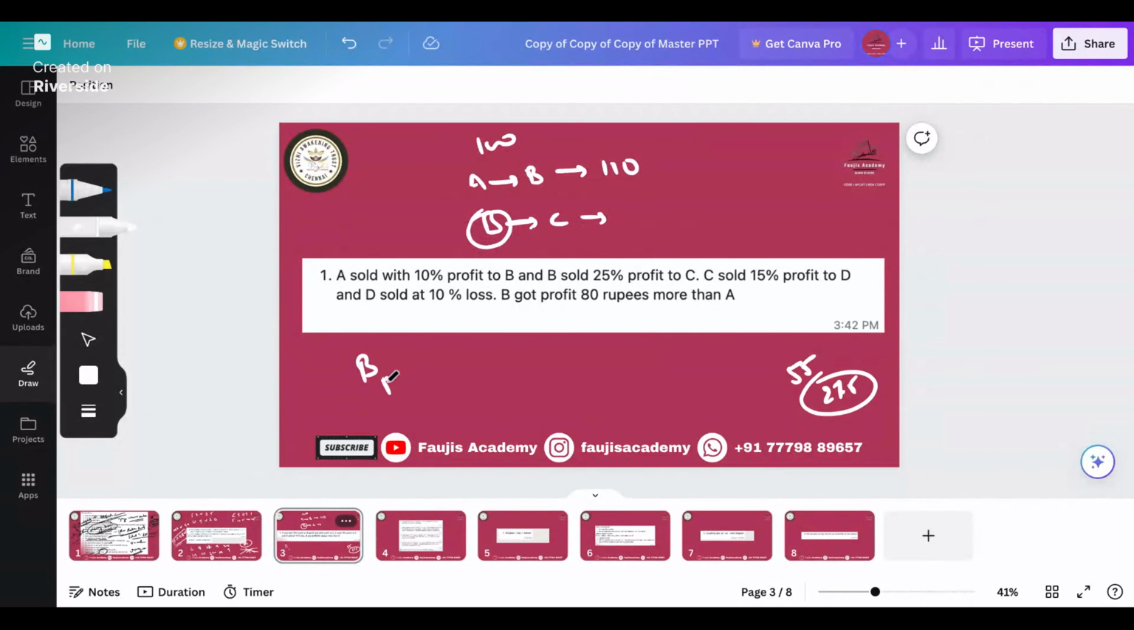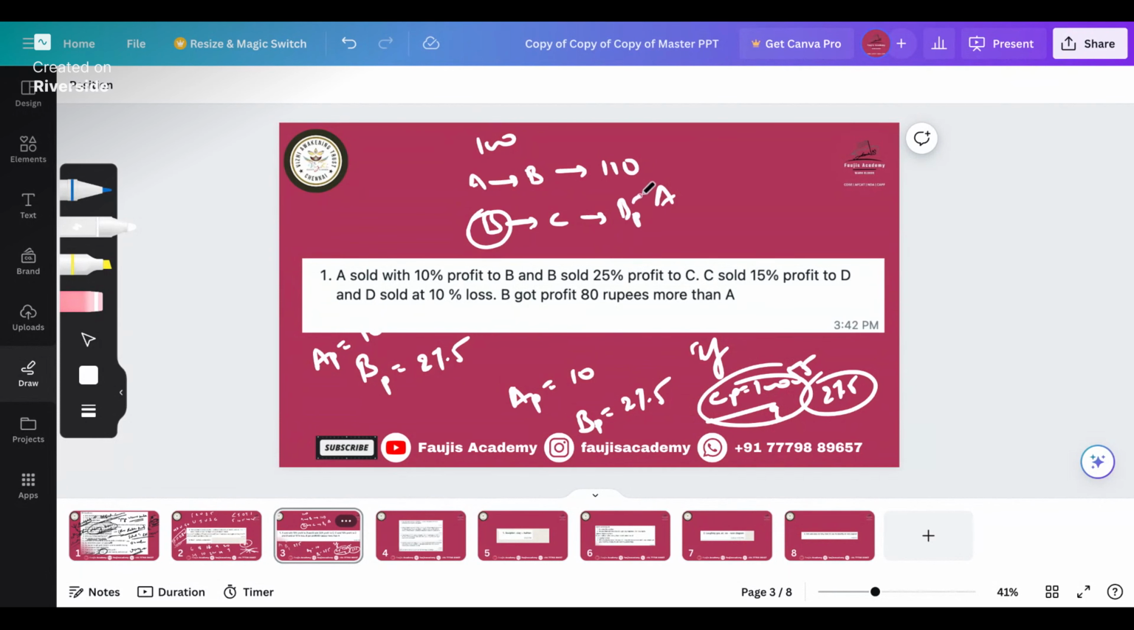B's profit was how much? B's profit was 27.5. And A's profit was what? His profit was 10 rupees. A's profit was 10 and B's profit was 27.5, if the cost price is equal to 100, that is our assumption, right guys? So it is saying that B got 80 profit more than A.